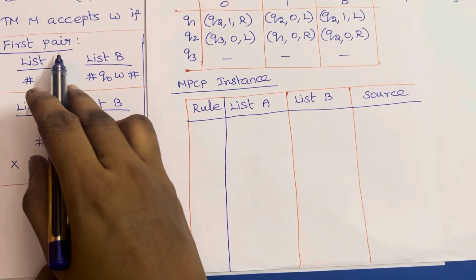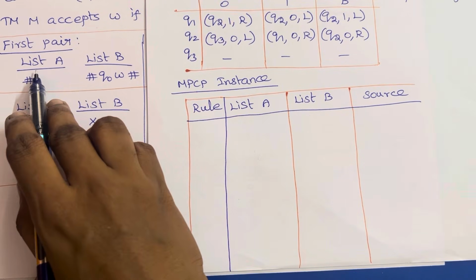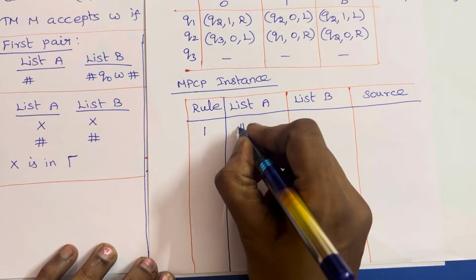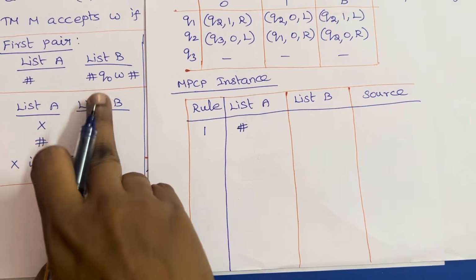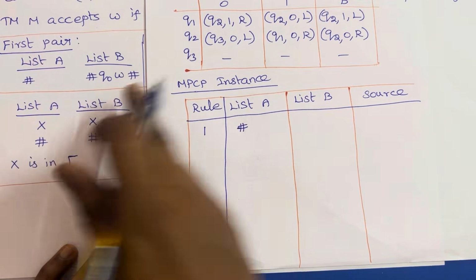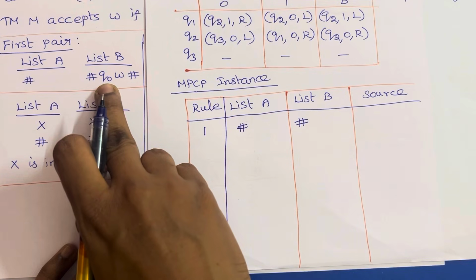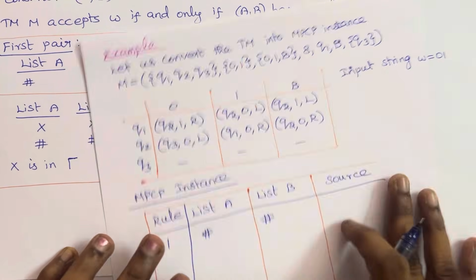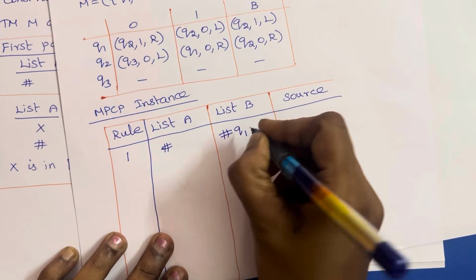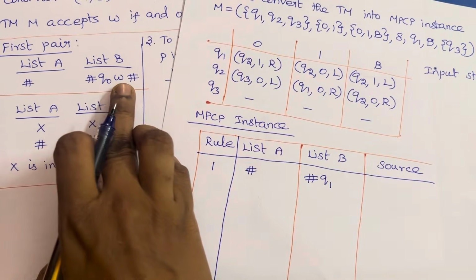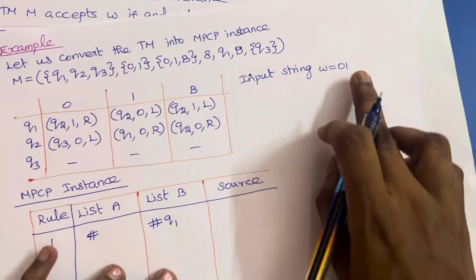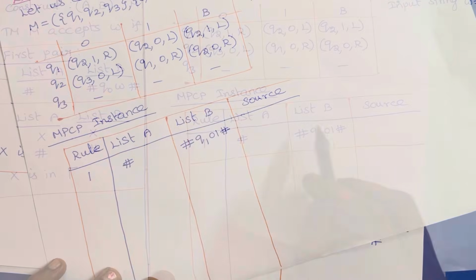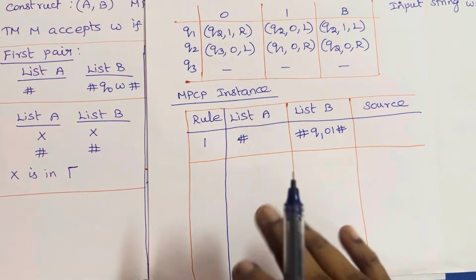So the first pair of the MPCP instances, in list A we have to attach hash. So the first rule is we need to attach hash in list A, and in list B we need to attach hash q0 w hash. So hash q0 means the start state of the Turing machine. So here the starting state of the Turing machine is q1. So we have to write q1 here. Then w, q0 w hash, right? So w means here 0, 1. So we have to write 0, 1 and hash. The source we will write for rule 3.